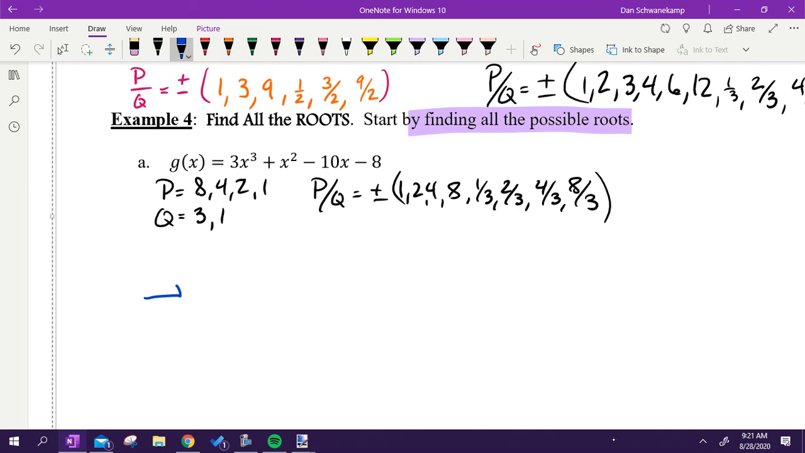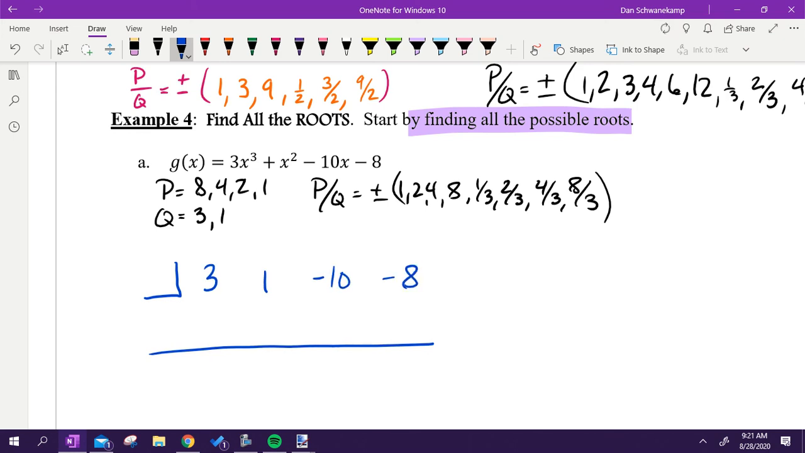All right, so we are going to do synthetic division because it's an x-cubed polynomial. I don't know how to solve an x-cubed polynomial. That's not something I have besides the idea of guess and check, using synthetic division. So I'm doing my leading coefficients, 3, 1, -10, -8. What is a good number to plug in here? 1.